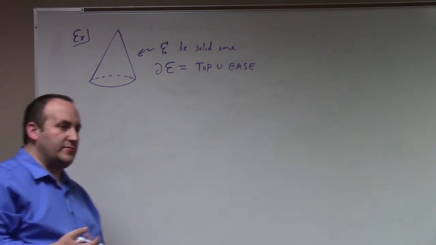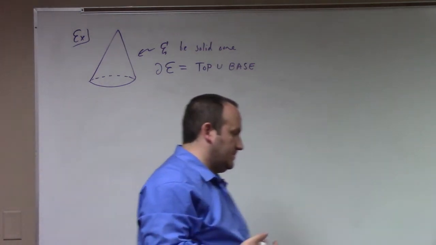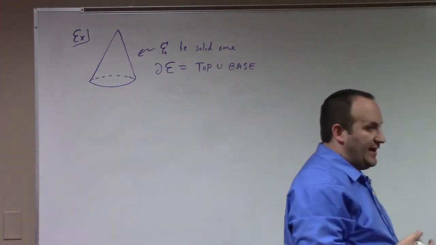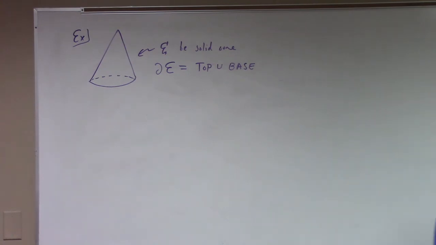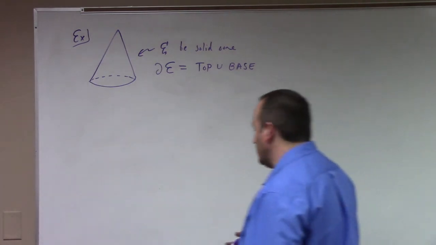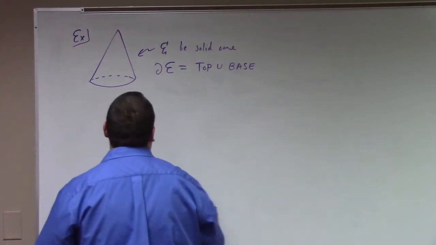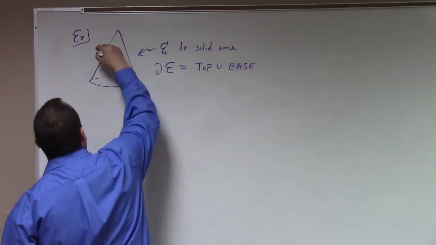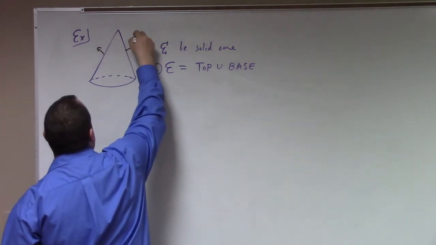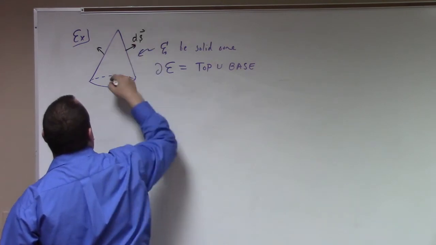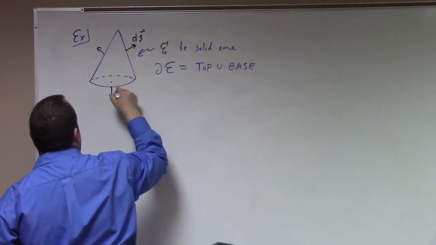It means that its boundary is oriented out of the shape. All right? So to say that this is a positively oriented solid cone would be to assume that the boundary of E, the top, has got normals like this, right? And down here, you've got dS.